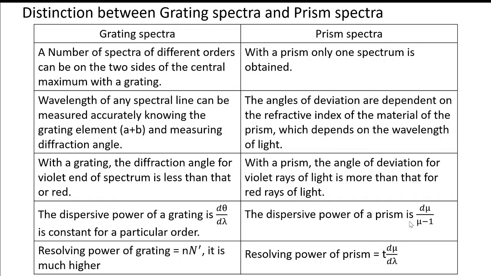The dispersive power of a grating, d theta divided by d lambda, is constant for a particular order, whereas the dispersive power of a prism is d mu divided by (mu minus 1). The resolving power of grating is equal to n into n dash, which is much higher, whereas resolving power of prism is equal to t into d mu divided by d lambda. So these are some differences between grating spectra and prism spectra.